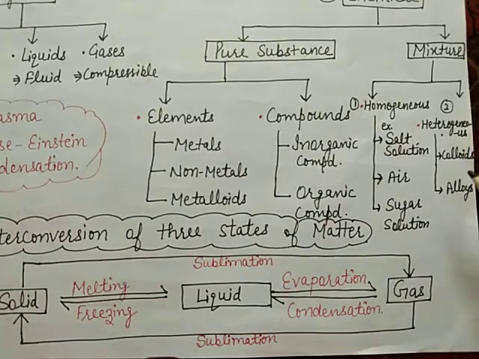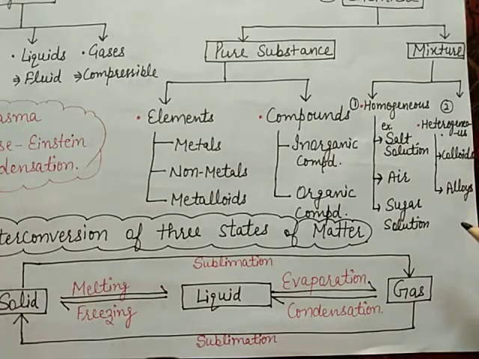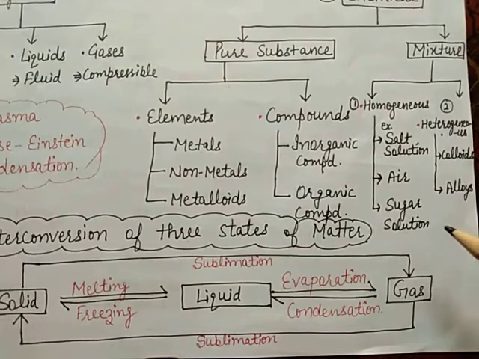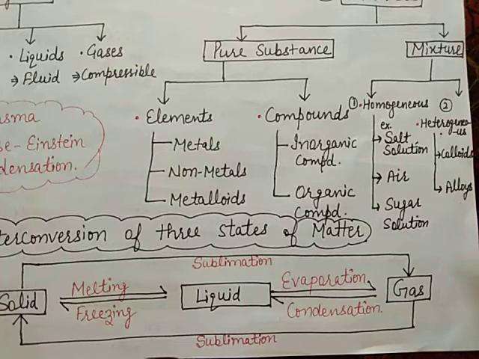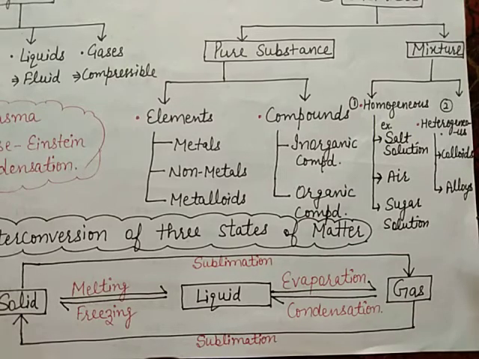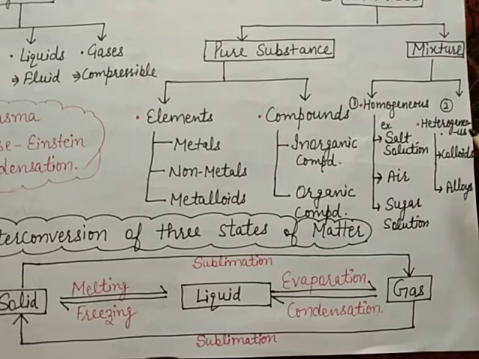Colloidal solution like starch solution. Alloy, like alloy is the mixture of two or more metals, or you can say one metal and one non-metal. So brass is an example of alloy, which is made up of zinc and copper. So all these are homogeneous mixtures.